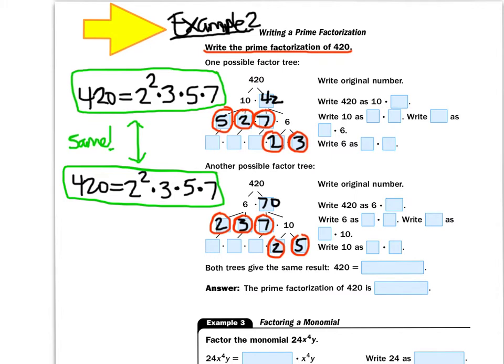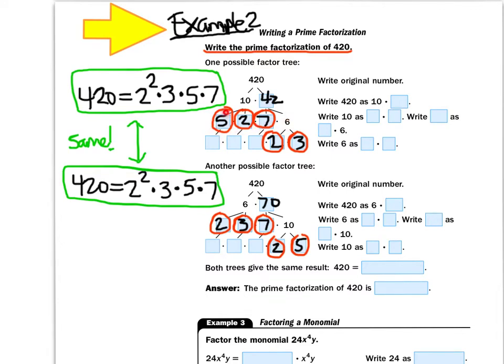Let's say that we want to break apart 420. See how it ends in a 0? That's how I know that 10 is a factor of it. So 10 times 42 would give me 420. And then I break apart the 10 to 5 times 2. And I would break apart 42 to 7 times 6.